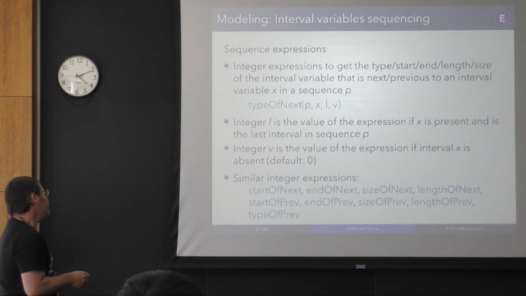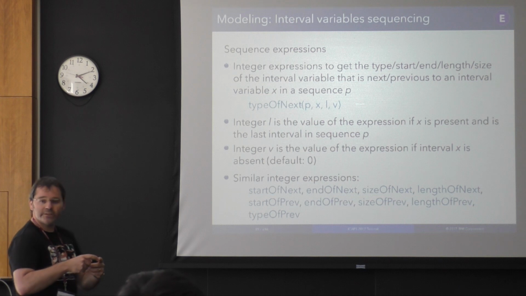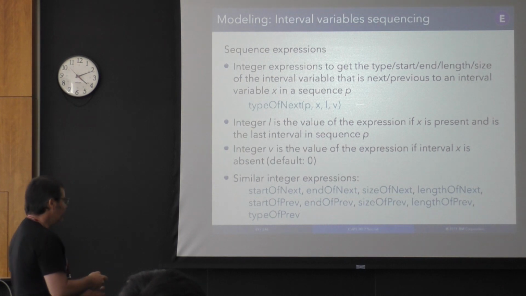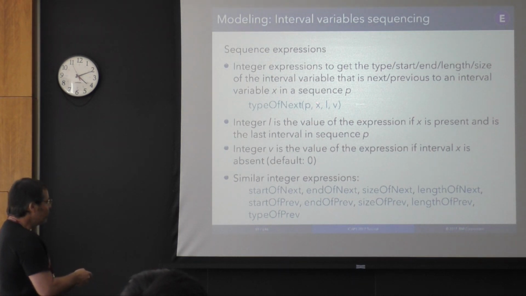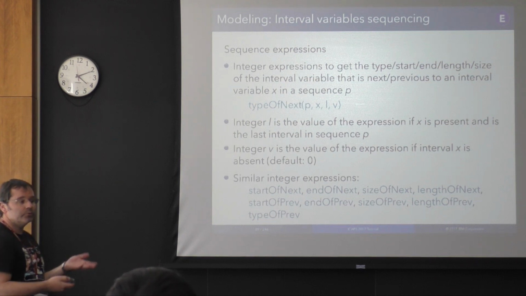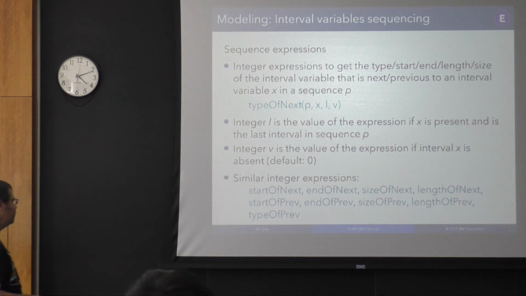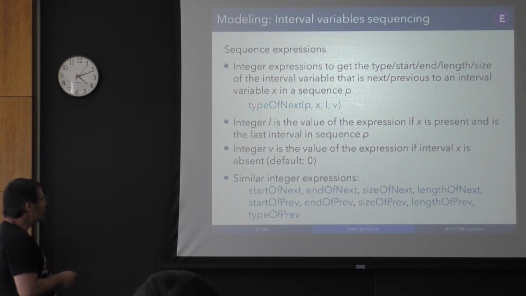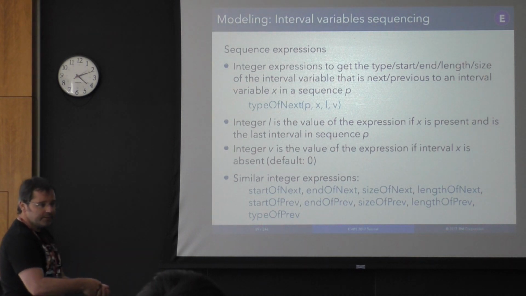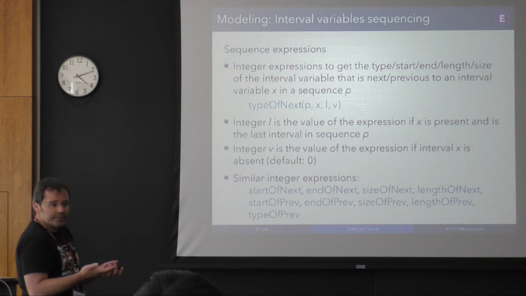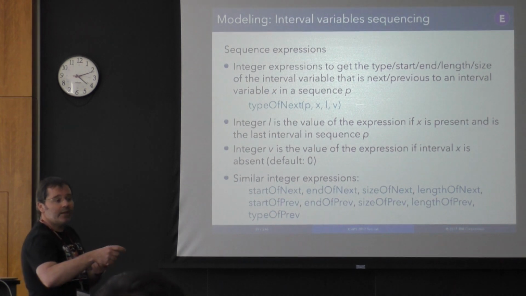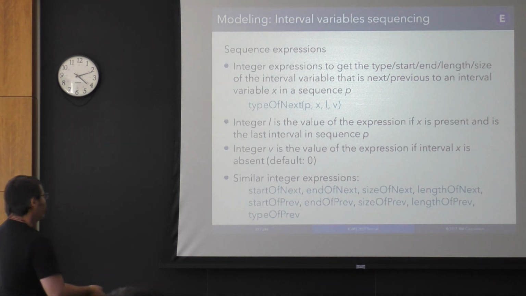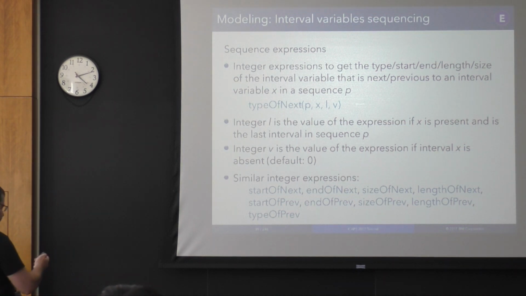And here you have two special cases, because if the interval is the last of the sequence, then there is no next interval from which to take the type. So you can specify a given value here. Also, when x is absent, you need to specify a value for the expression. We have similar expressions: you have type of next, but you also have the start of next. It returns an integer expression that says what is the start time of the interval variable that is next to a given interval in the sequence. And we have the same thing with next and previous, etc.